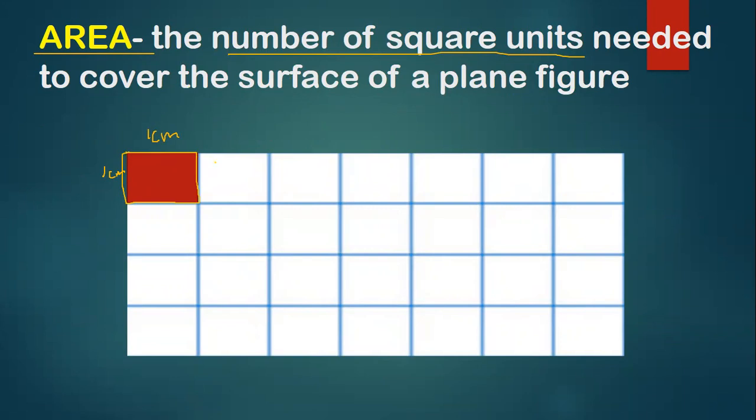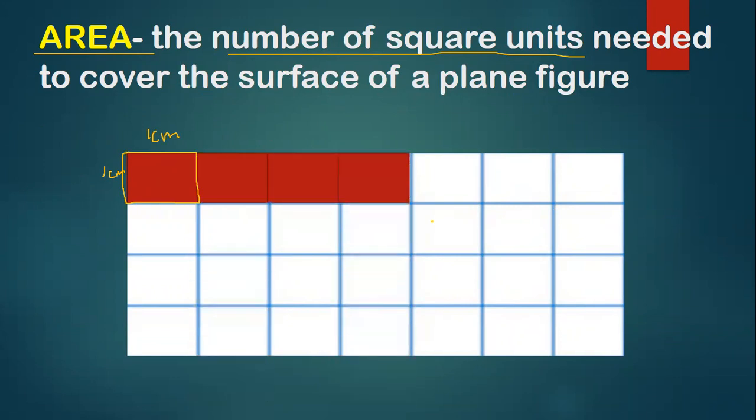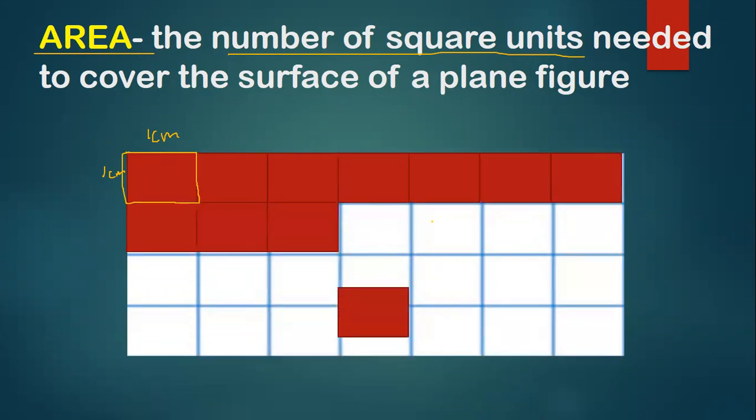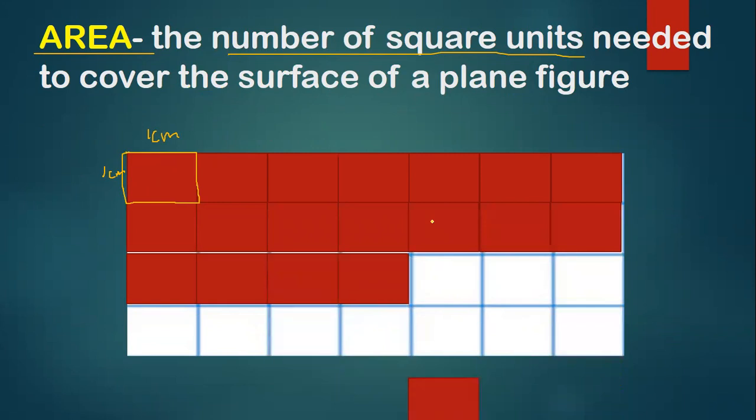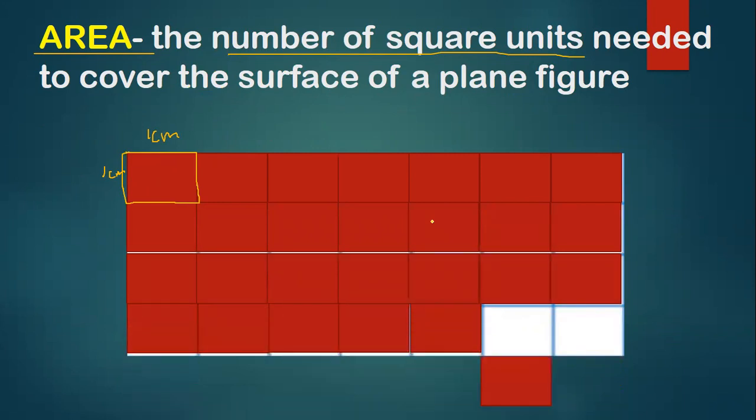So ilang square centimeters ang makaka-cover ng kabuuang rectangle na to? Yun ang ibig sabihin ng area. Kung ilang square centimeters ang kayang mag-cover sa buong rectangle na yan, that is area. Now let's talk about the formula of the area.